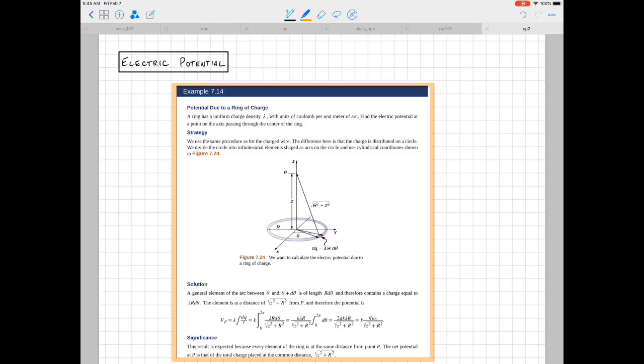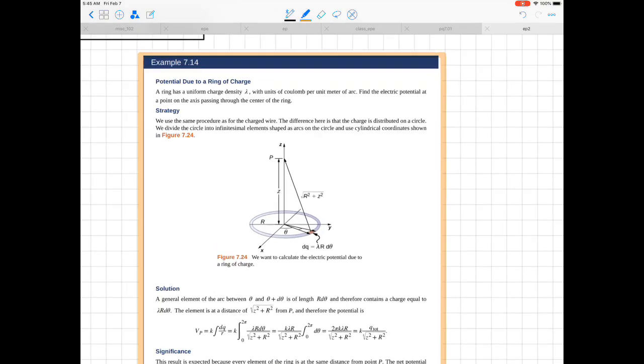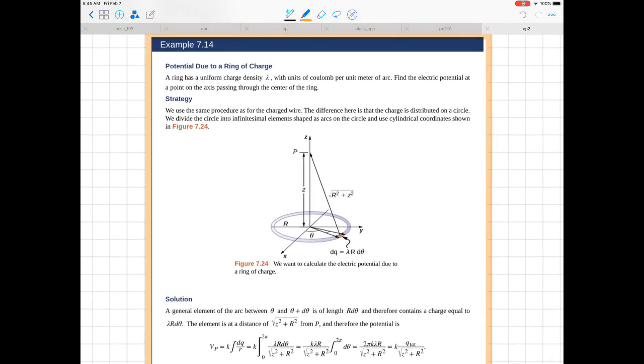All right, so more about potential today. First, I'm going to start with an example from the book just to demonstrate how you would go about solving for the potential given some continuous charge distribution. So in this example, we've got a ring of charge, and we are going to try to find the electric potential at some location z above the center of the charged ring.